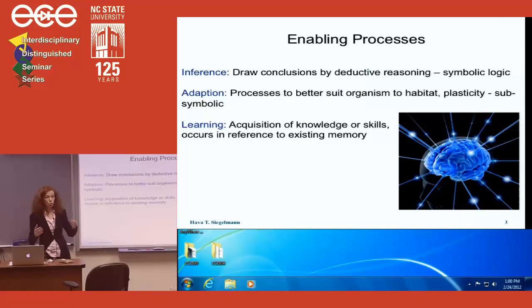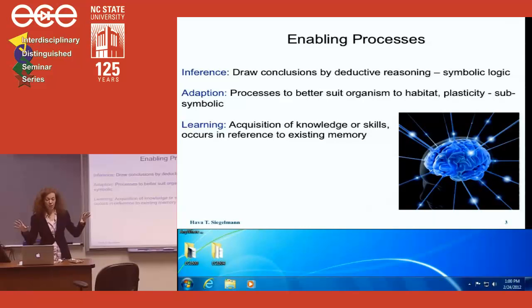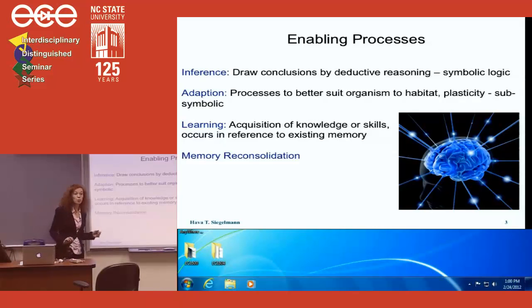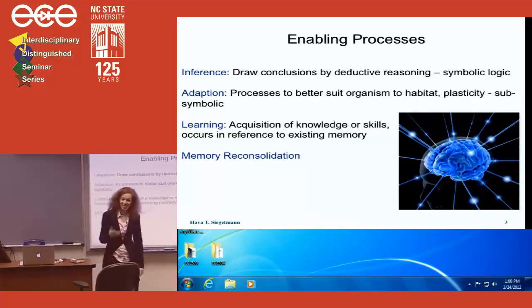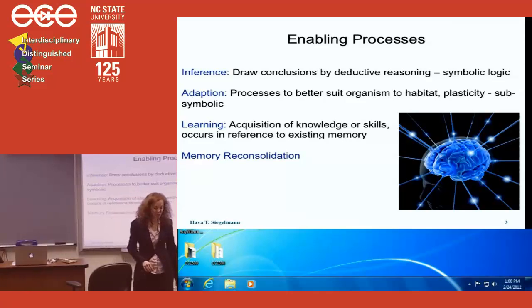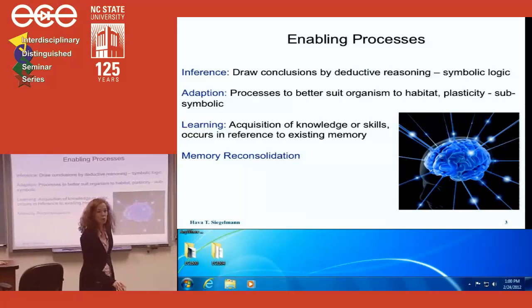Now, there are two particular processes that occur in the brain, which enable these things. And I think they will tell us a lot about what kind of information system the brain is. So let me go into them in a little bit more detail. One of them is memory reconsolidation, and I talked with Dr. Snyder before about that. So what happens with memory reconsolidation?